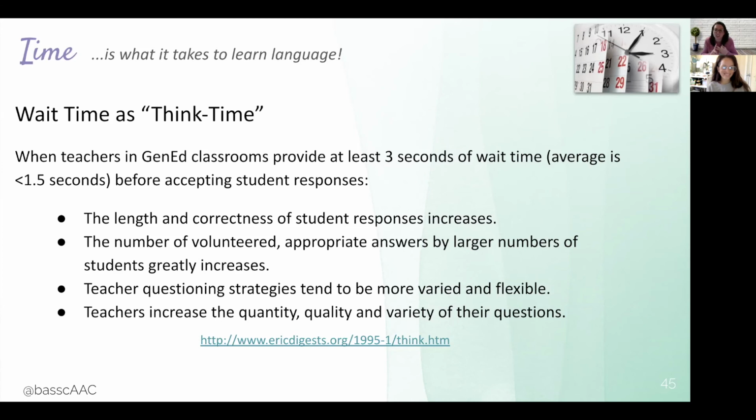Teacher questioning strategies tend to be a little bit more varied and flexible as well. And teachers increase the quality and quantity and variety of their questions. This is so true because I can even think about during my therapy that whenever I just zip it and wait, I think of better questions. If I'm doing a book, I think of more open-ended questions. I start using a variety of WH questions instead of getting stuck on just what or just yes/no.